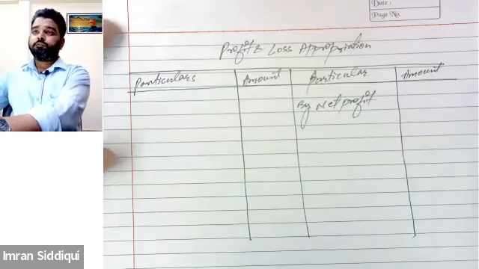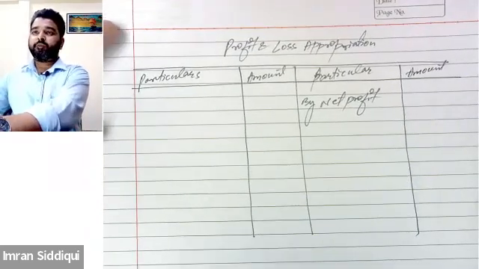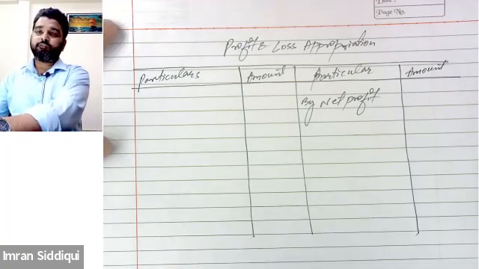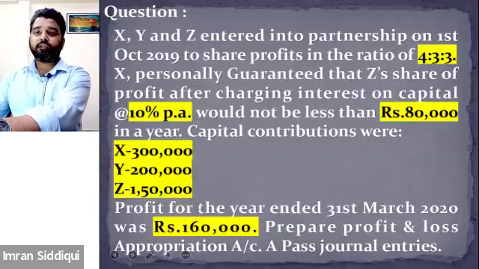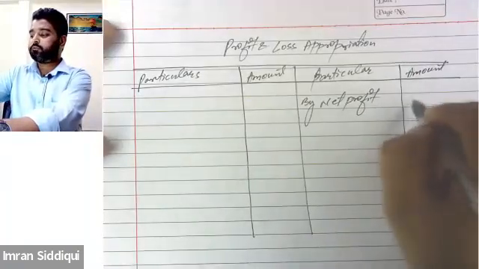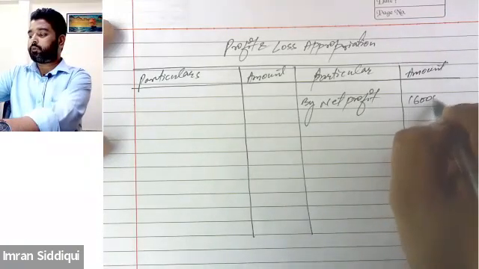See, this is how we will prepare the P&L appropriation. First of all, we will write down net profit on the credit side. Net profit is given as 1,60,000 in the question.